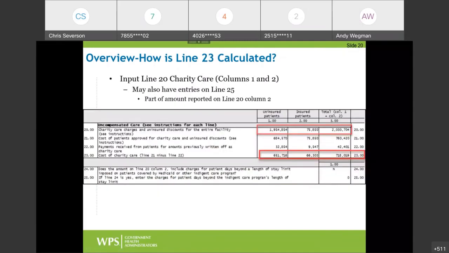Now, again, if there's a portion of the claim that's not covered or a portion of the stay where they exhausted the benefits, that portion of the claim doesn't have a deductible, coinsurance, or copay, so that gets moved over to uninsured.